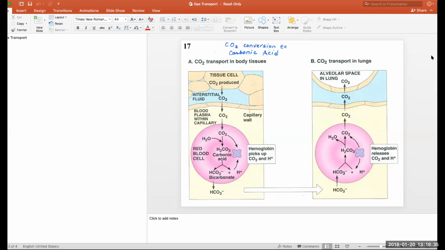Okay, we're going to talk now about the gas transport.